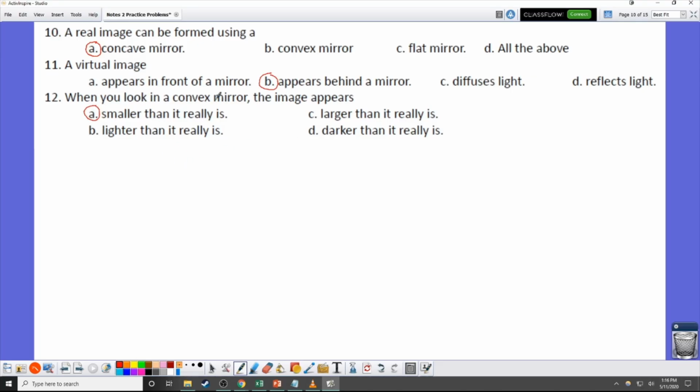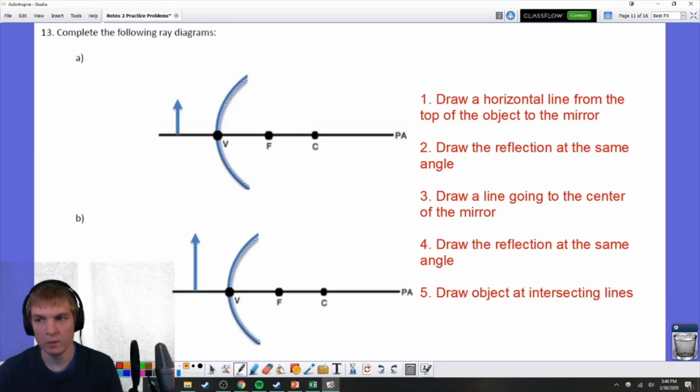You can see more with a convex mirror, like your field of vision, your range is going to be wider, but the objects are going to appear to be smaller. All right, number 13. Complete the following ray diagrams.